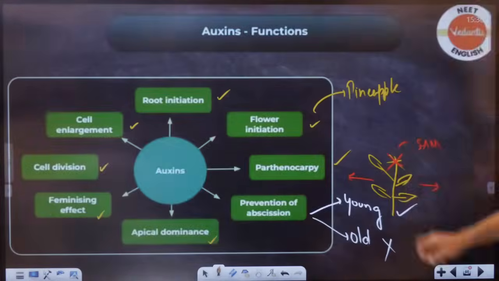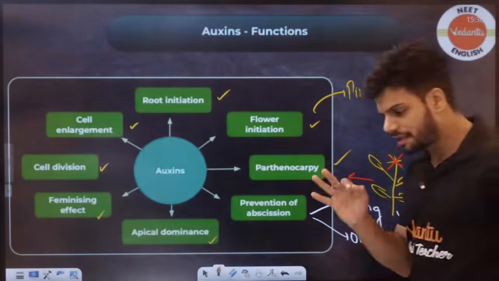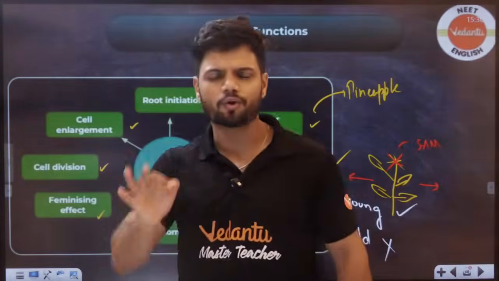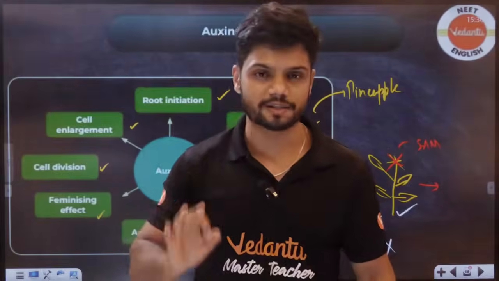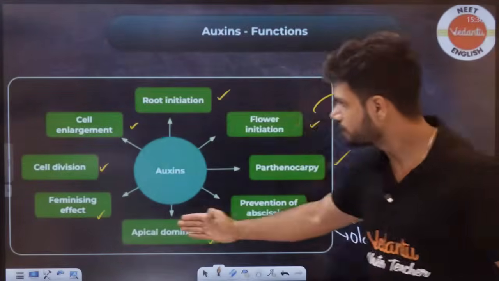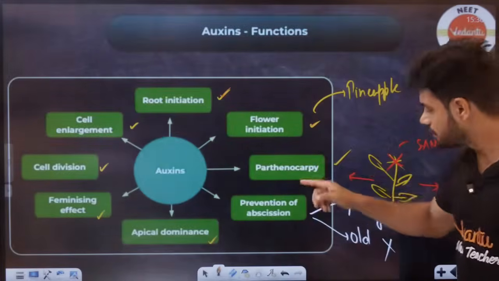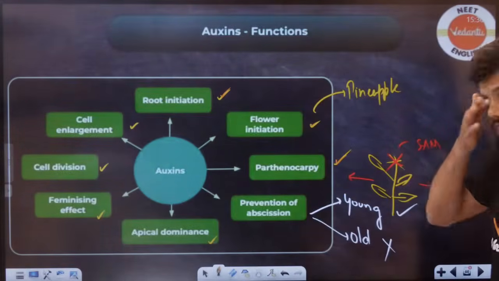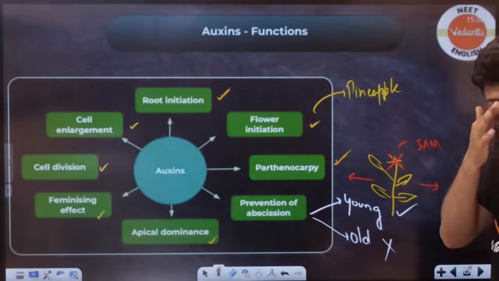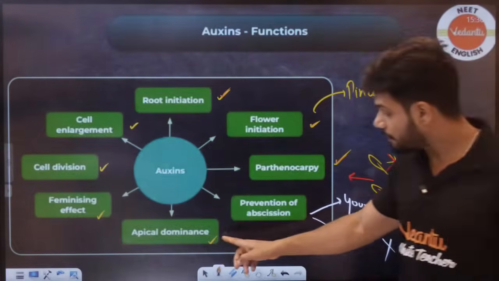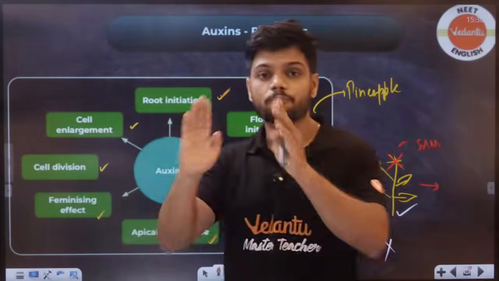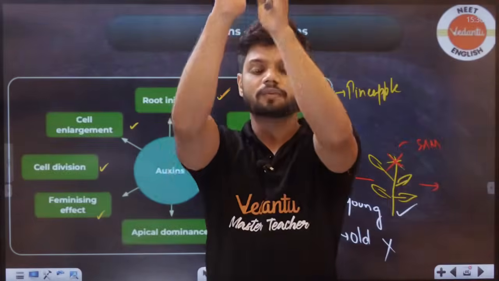Now in the examination, they will directly ask you the functions of auxin, and I have given everything here. Look: root initiation, flower initiation in pineapple. It helps in parthenocarpy, that is, formation of fruit without fertilization. It helps in apical dominance.